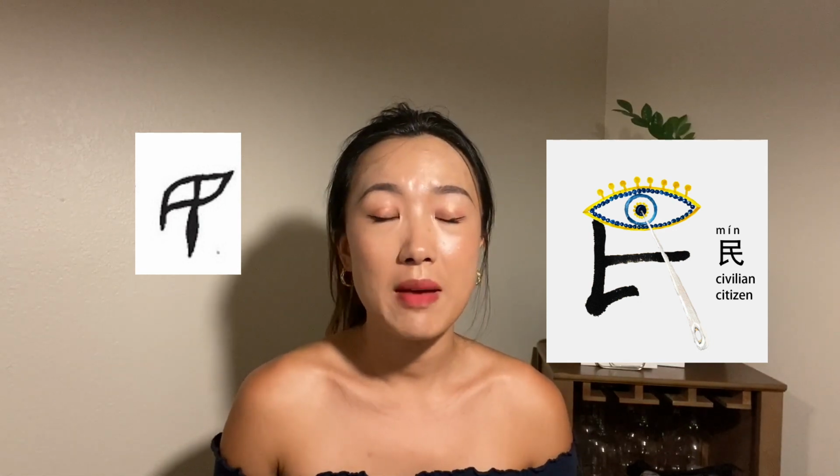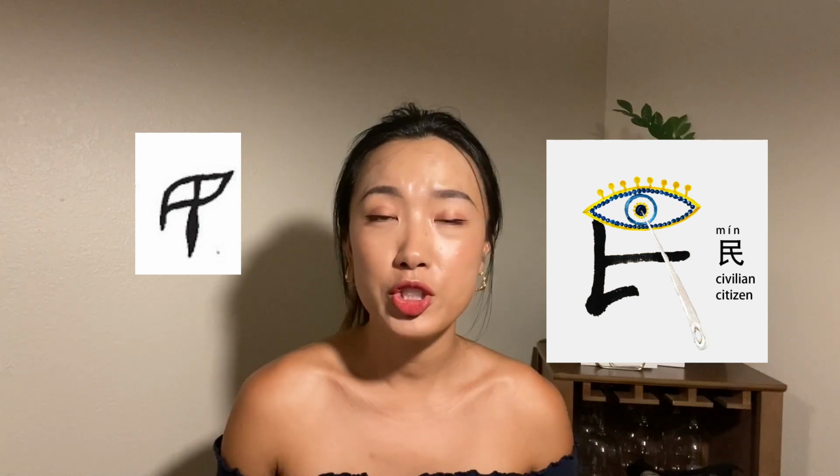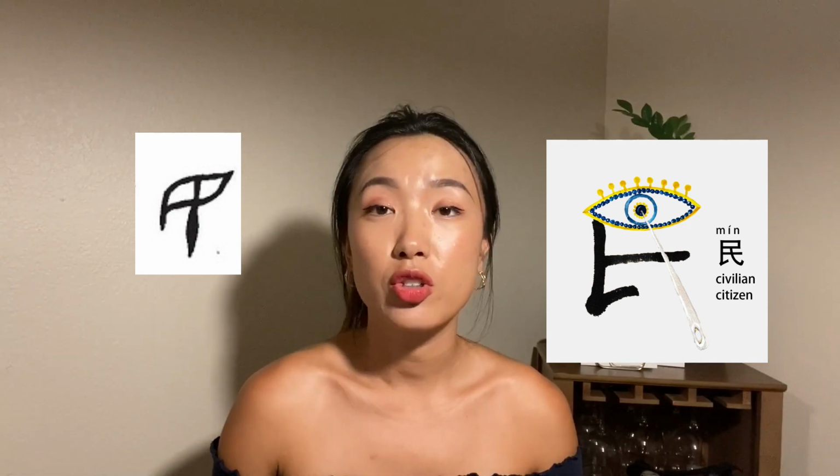So the story behind it is that the slaves were made blind to send to the hosts to work for them. So originally, 民 means slaves, which is quite different from the modern meaning, citizens.